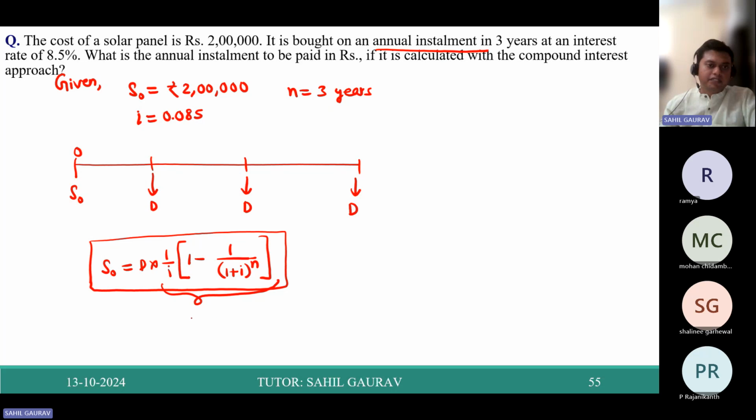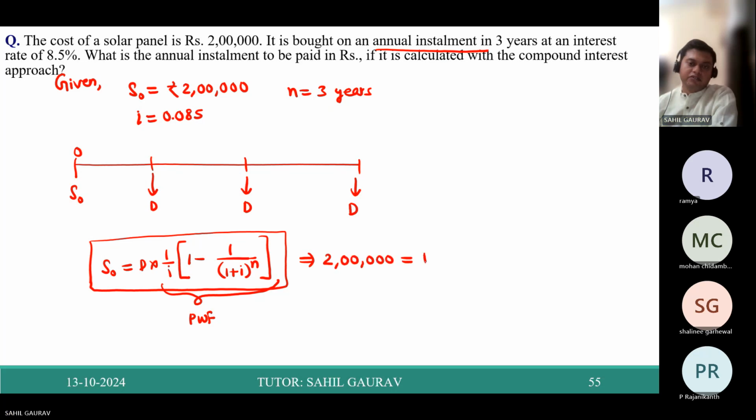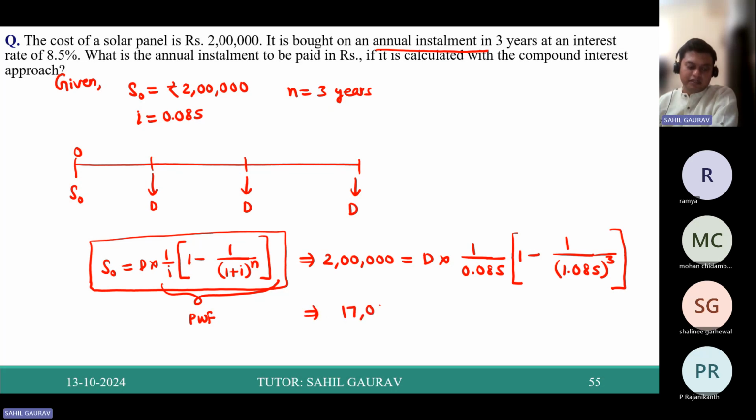This one is the present worth factor. If we substitute all these values, it is 2 lakh equal to D into 1 upon I, 0.085, into 1 minus 1 upon 1.085 cube. So we will get 2 lakh equal to D into 2.5545, approximately 0.2171 factor.